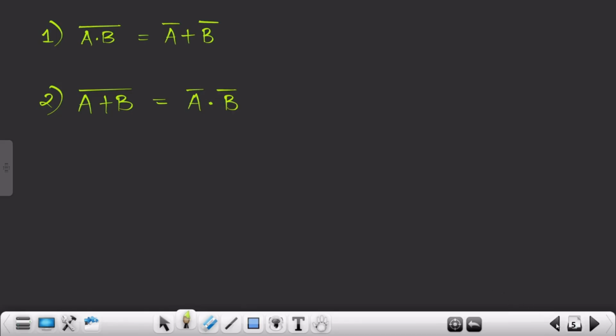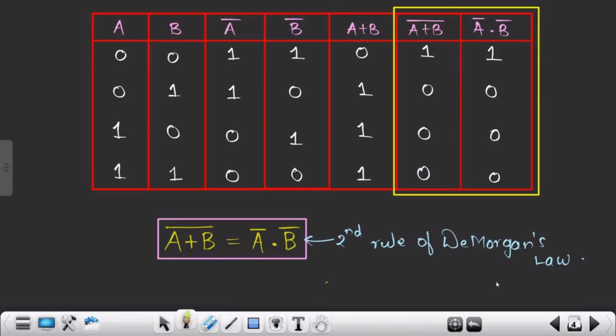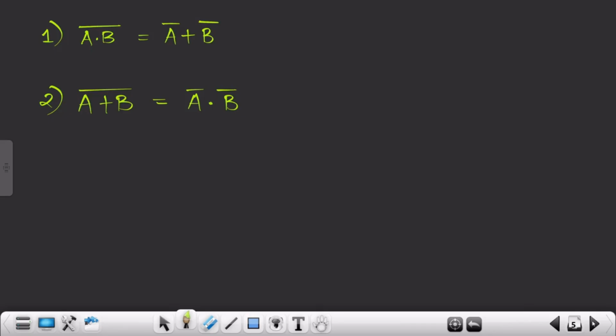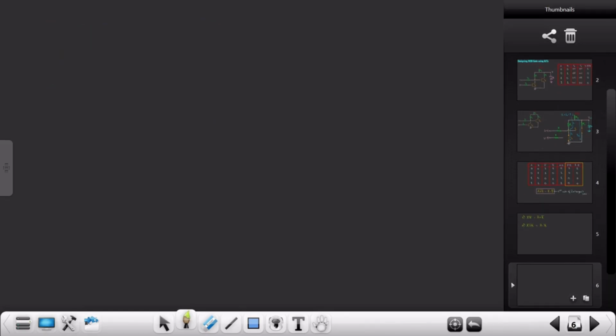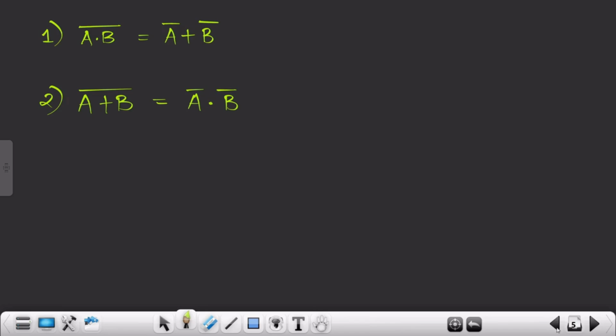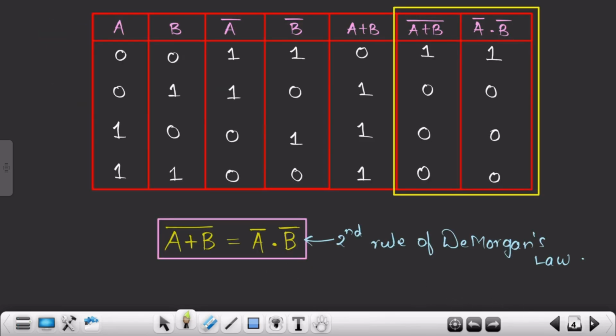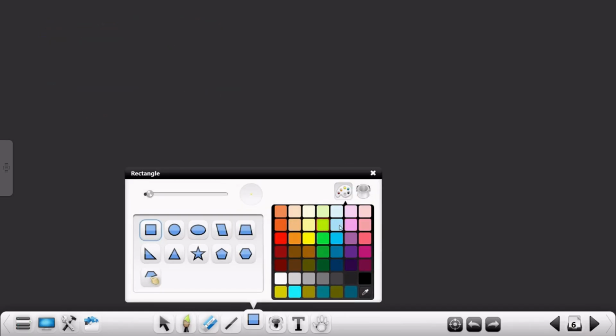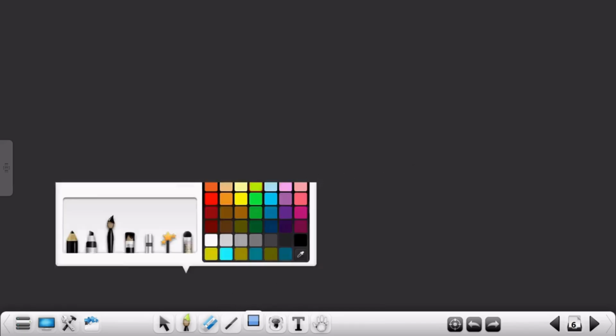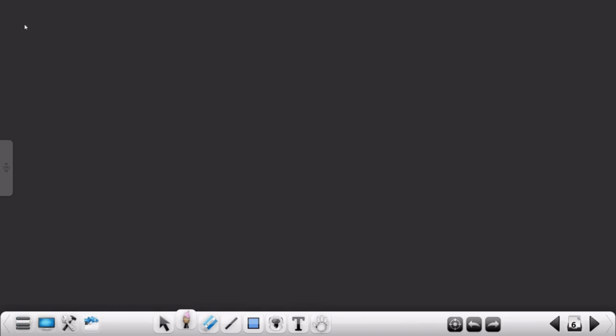Let me add one more page before coming to that point. How can we implement the symbol, the gate, of these equations? As we learned in the previous session, we can implement it in this way. The very first way to implement a NOR gate is an OR gate followed by a NOT gate, OR gate plus NOT gate.